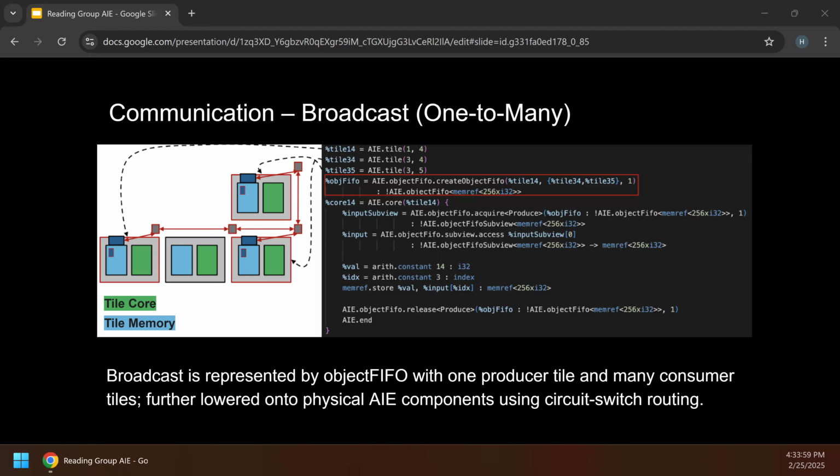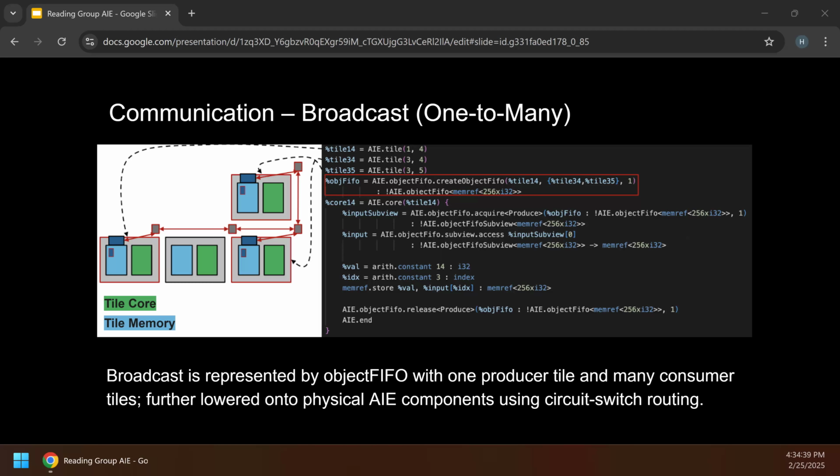For the broadcasting, there will be some duplication logic in the physical AIE components. When, for example, a tile sends a packet to multiple destinations, the hardware might do the duplication and put each packet into different FIFOs.